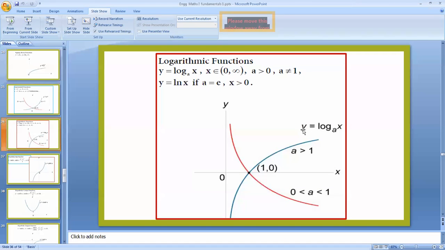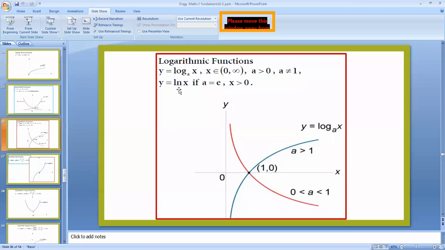Now this is the graphical representation for a greater than 1. Okay. And when a lies in between 0 and 1, you get the same kind of curve like this. Now these two curves are for the logarithmic function, but depend on a. If a is greater than 1, like this, it lies in the first quadrant as well as in the fourth quadrant. Am I right? And when a lies in between 0 and 1, this will intersect at 1, 0.